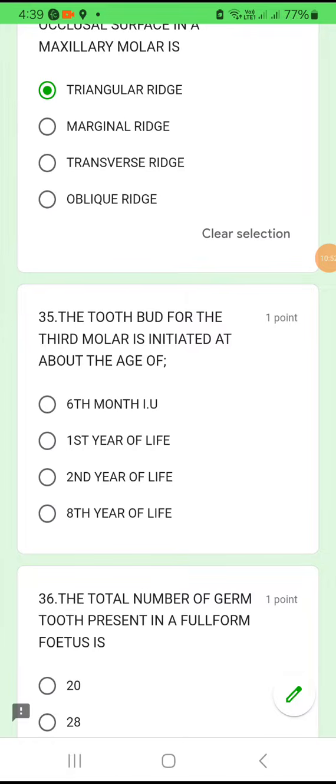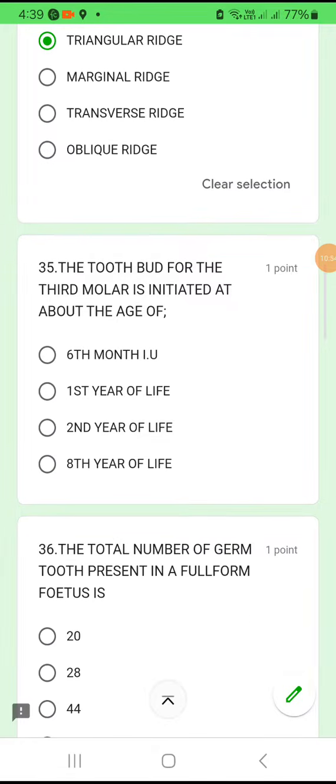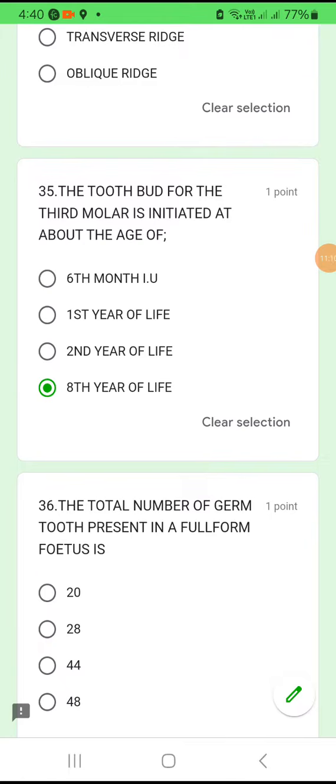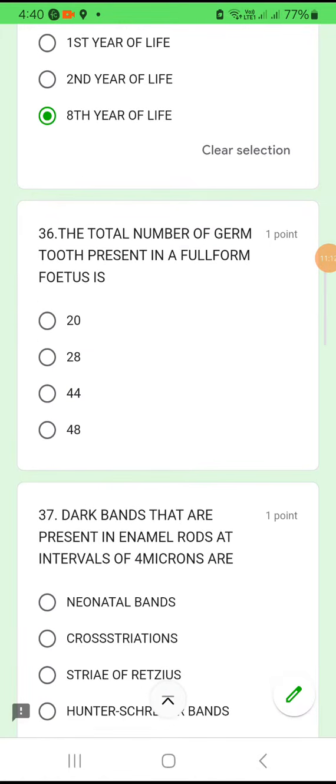Question number 35. The tooth bud for the third molar is initiated at about the age of. The only tooth bud which is initiated late is the third molar. Okay, so it is during the 8th year of life. So option 4 is the answer. So third molars are initiated at 8 years of age.